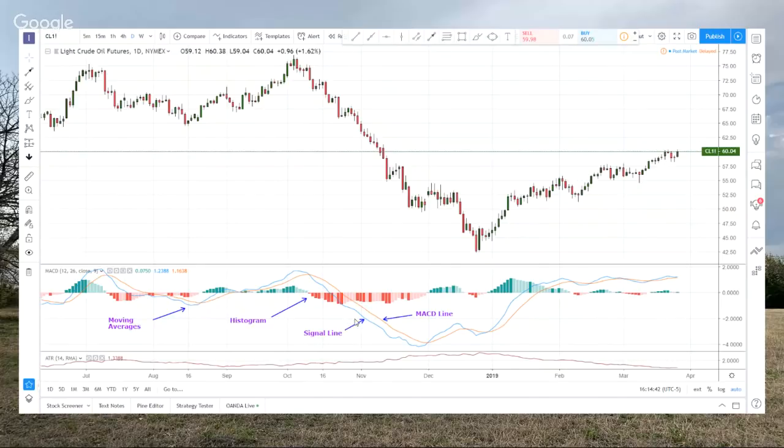This consists of a signal line, which is the faster, and the MACD line, or the main line, which is the slower moving average. And the histogram in this case just shows you where the lines cross over. Okay. So most MACD histograms are in colors, so you can see at a glance which way the trend is going.